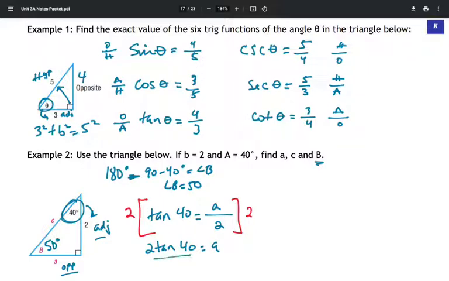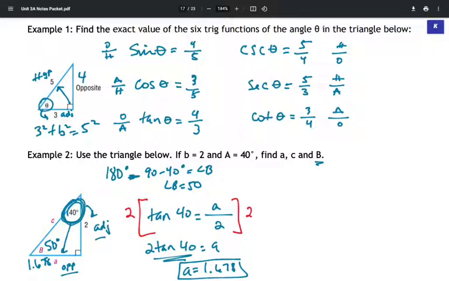When you type this in, you just need to make sure that you're in degree mode. And I get that A is 1.678. Something to consider is that 40 right here is my smallest angle, so the side that's across from it should be the smallest side. We just got 1.678, and it's smaller than 2, which is across from the bigger angle, so that makes sense.